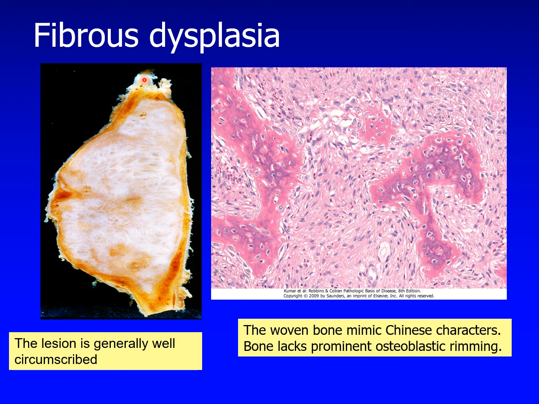This is the gross appearance of fibrous dysplasia. The lesion is generally well circumscribed with a grayish homogeneous surface. And this is the histological appearance, which is described as having Chinese characters. The woven bone within the tumor mimics the Chinese characters, and the bone lacks a prominent osteoblastic rim. The surrounding stroma is composed of fibrous tissue.